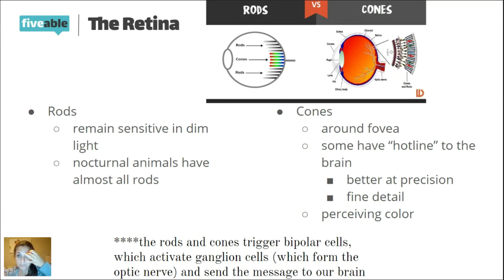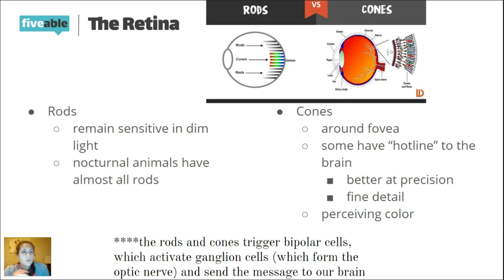And so what happens is the rods and cones work together and they create this picture, or they're triggered, I should say, by the light. And then that light activates some bipolar cells, which activate the ganglion cells, which is the optic nerve, and then the message goes to the brain. Depending on how it's triggered, certain rods and cones turn on and off, and then that message is sent to the brain where it's interpreted.